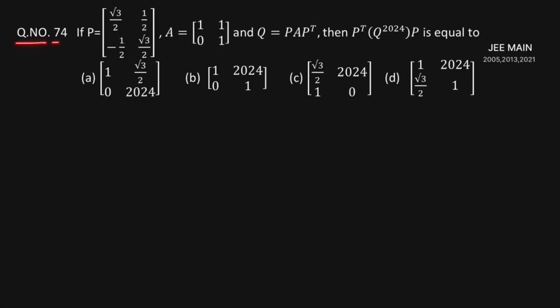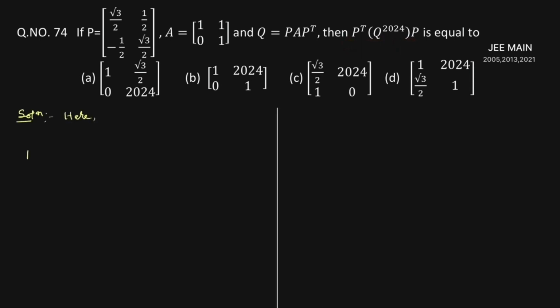Question number 74. If P is equal to matrix of root 3 by 2, 1 by 2, minus 1 by 2, root 3 by 2, and A is equal to matrix of 1 1 0 1, and Q is given, which is equal to P A P transpose. Then we have to find the value of P transpose Q to power 2024 P. Let's see the solution of this question.